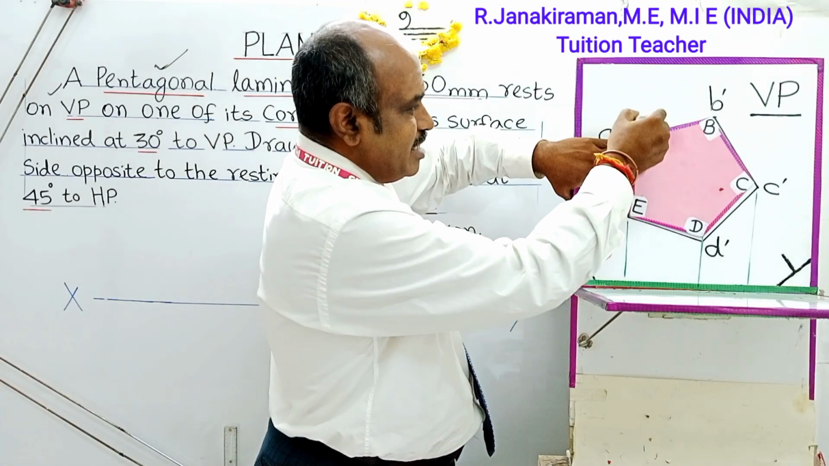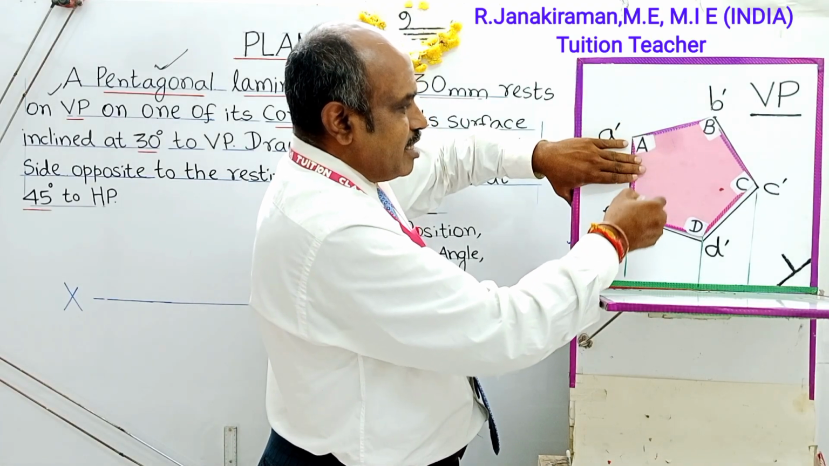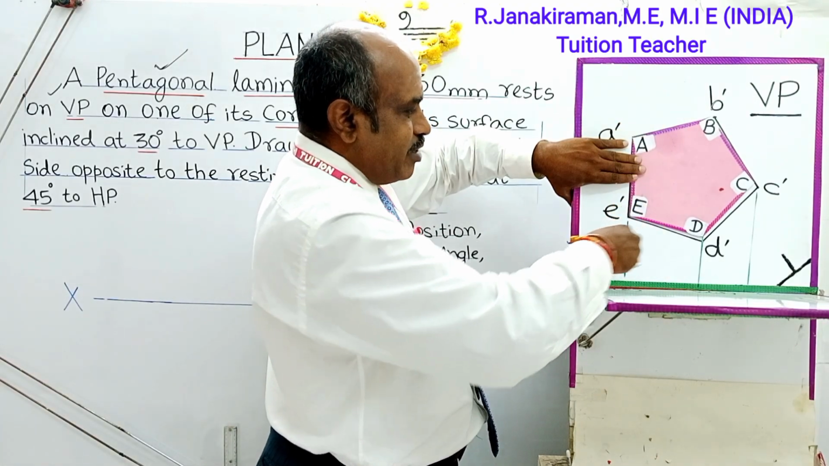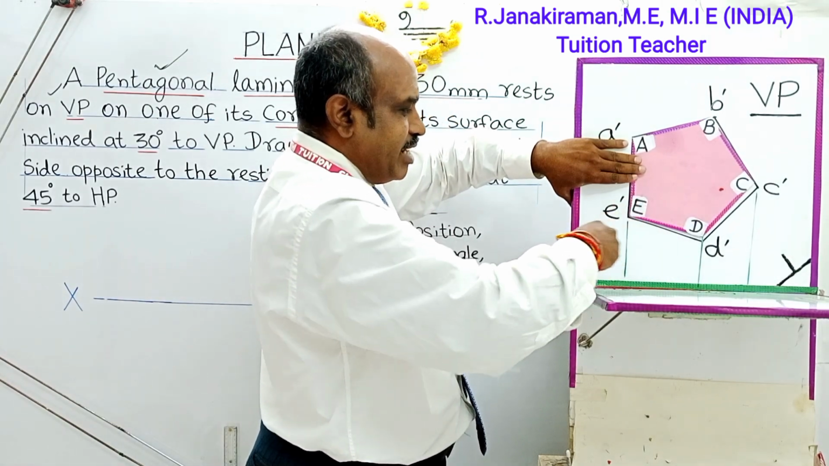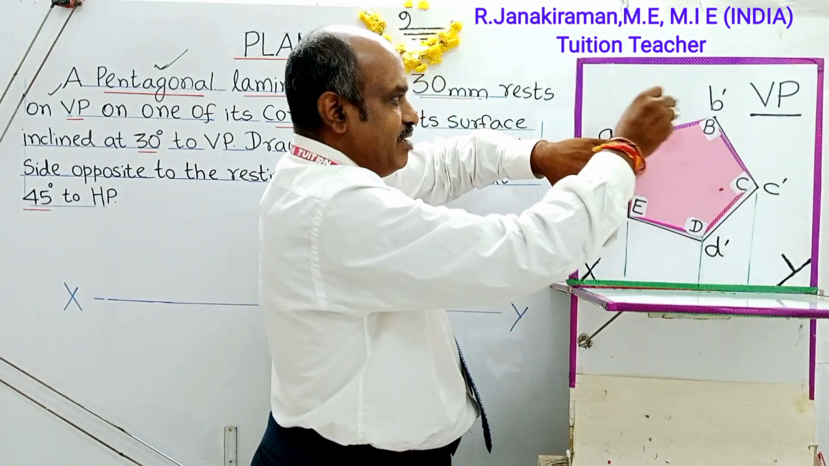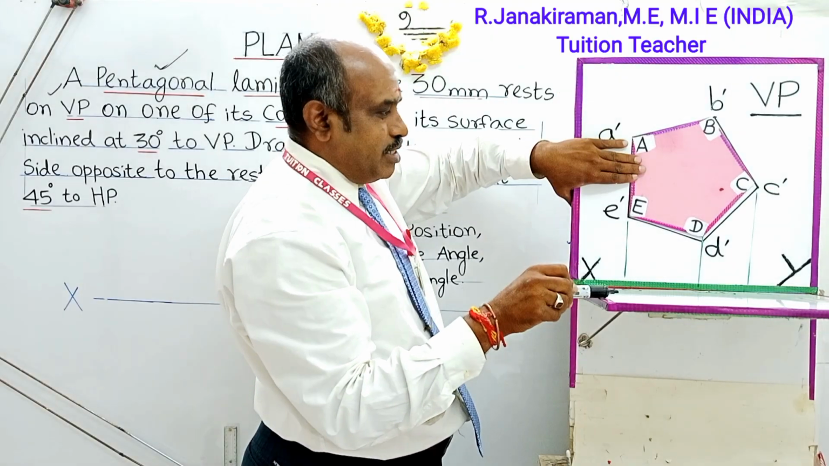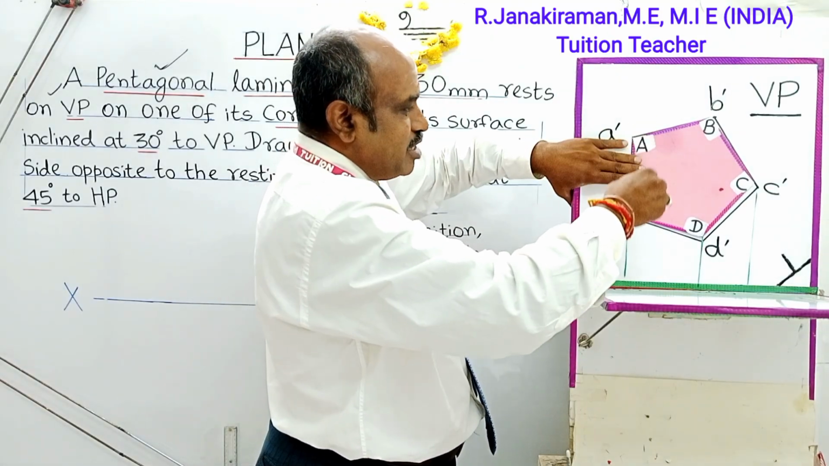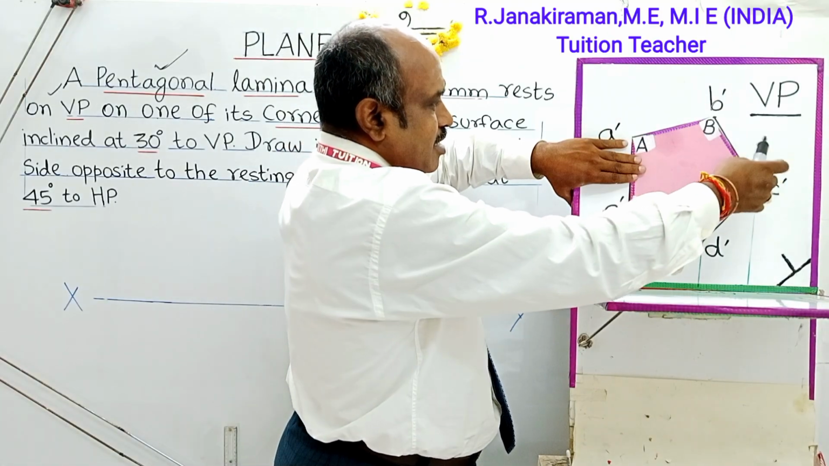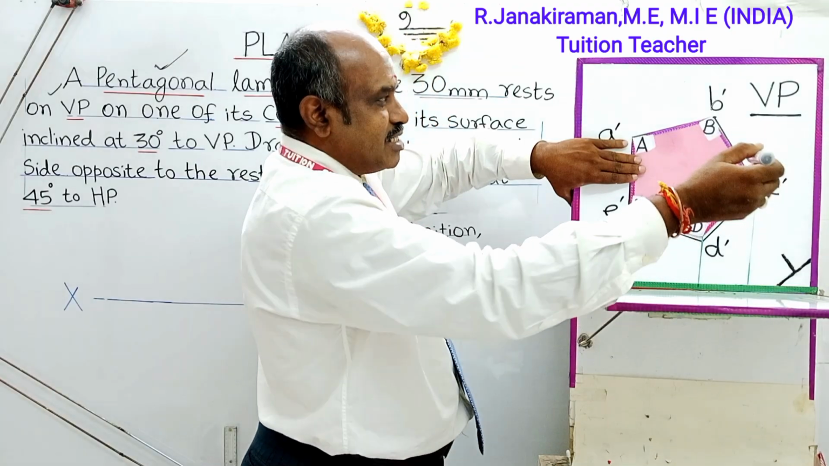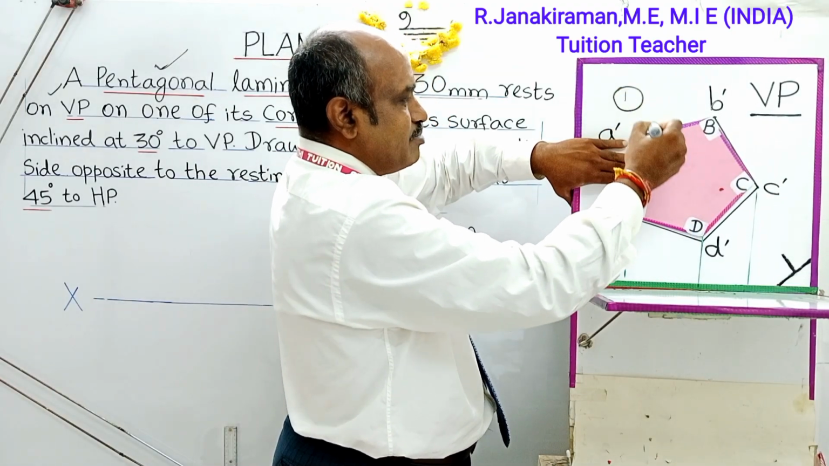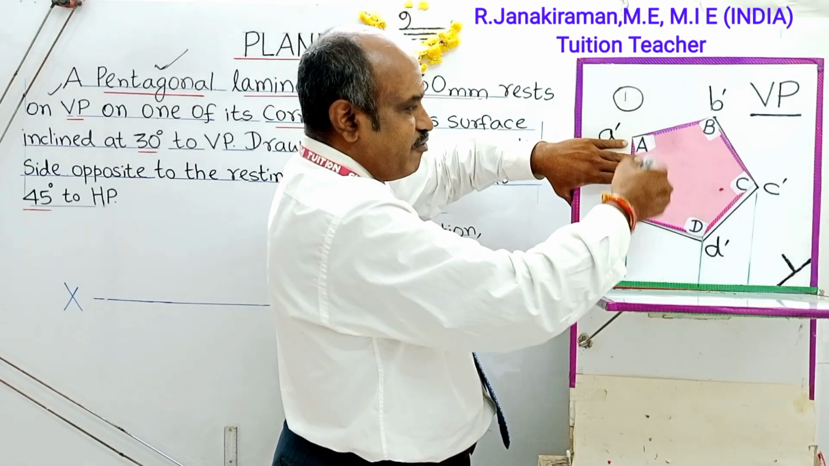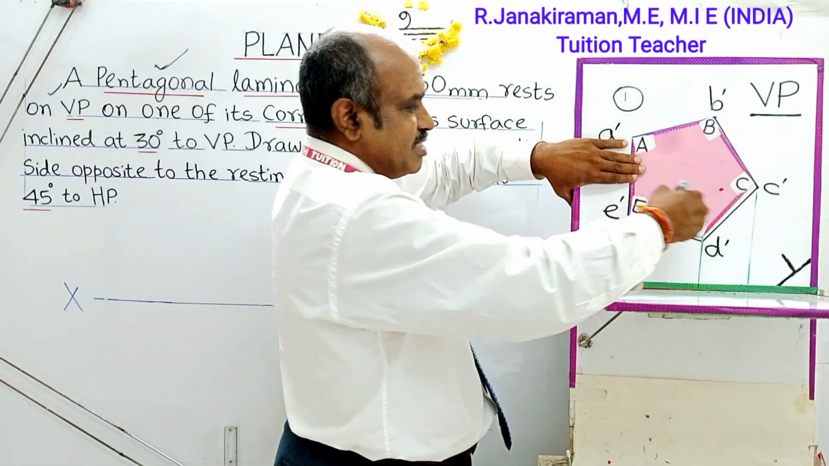I assume the side AE is perpendicular to the XY line. Perpendicular means vertical with the XY line. The XY line is the joint connecting the VP and the horizontal plane HP. This will be the position of the pentagon, and this particular view is called the front view. This will be our first diagram, called base position front view. You get the full pentagon in this view.